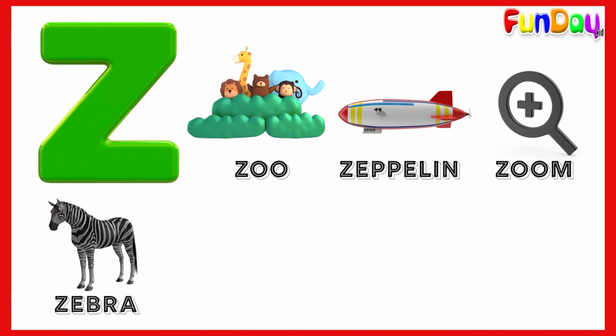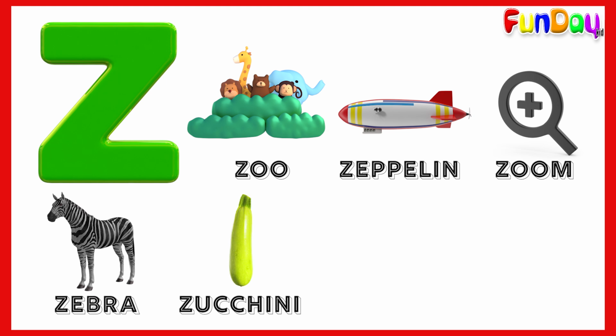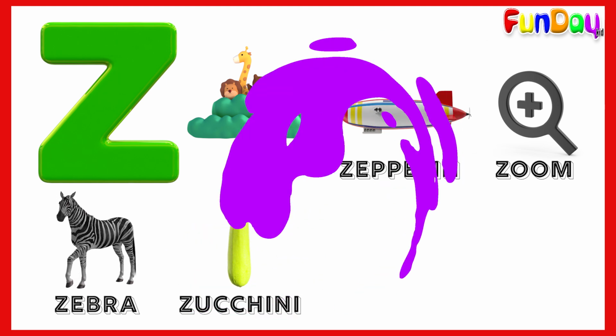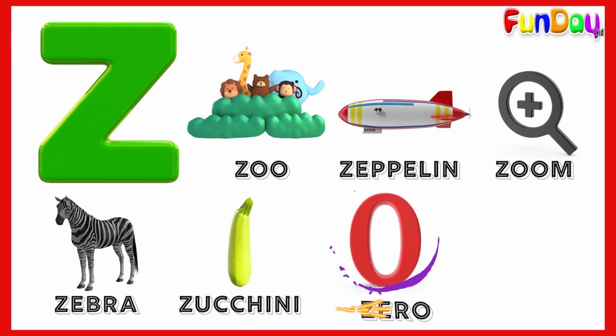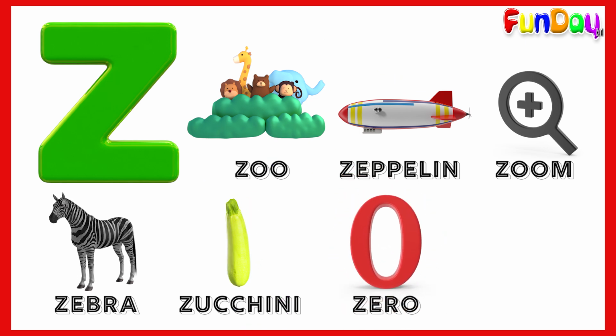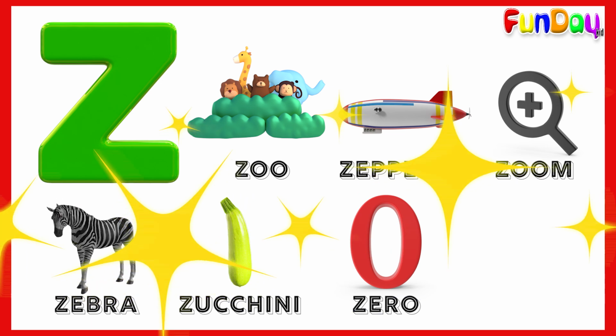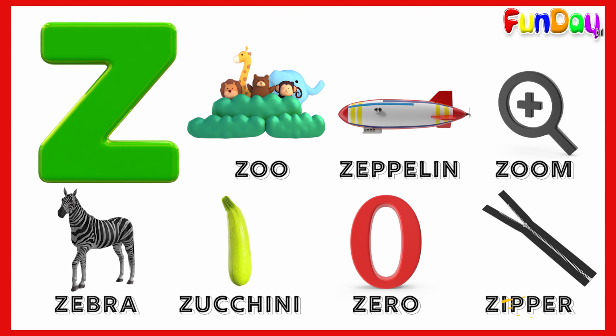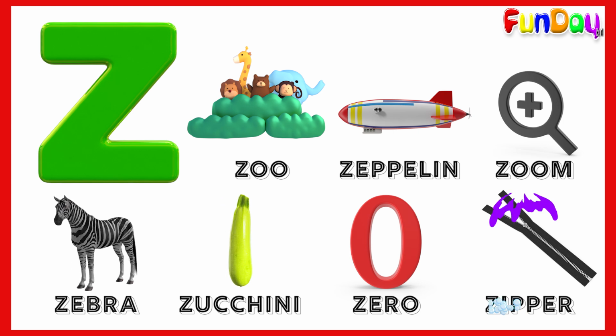Z is for zebra. Z, Z, zebra. Z is for zucchini. Z, Z, zucchini. Z is for zero. Z, Z, zero. Z is for zipper. Z, Z, zipper.